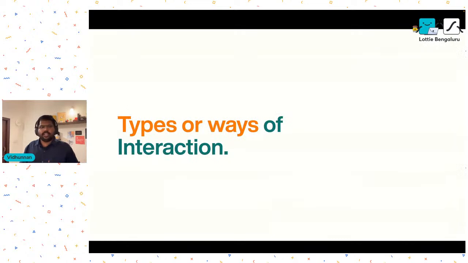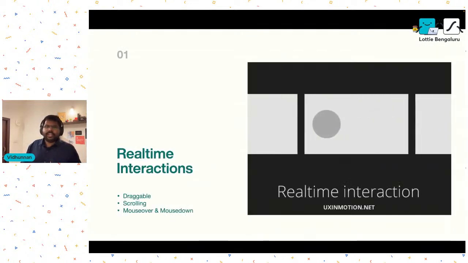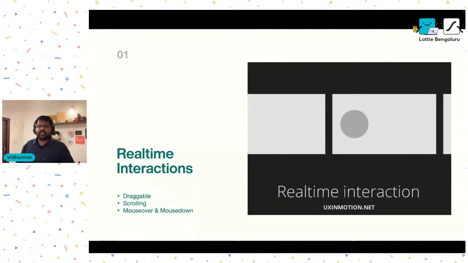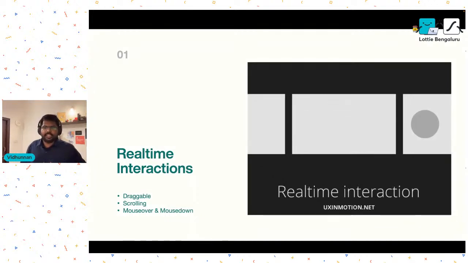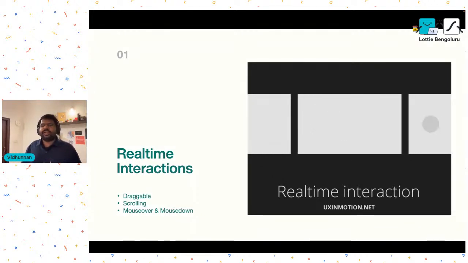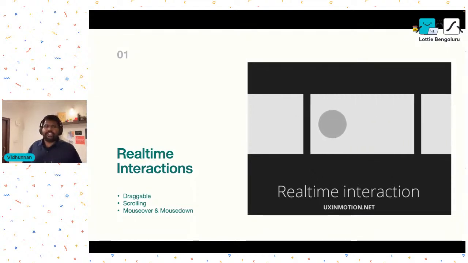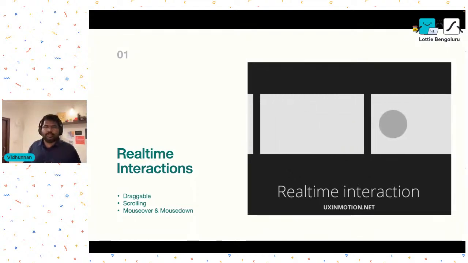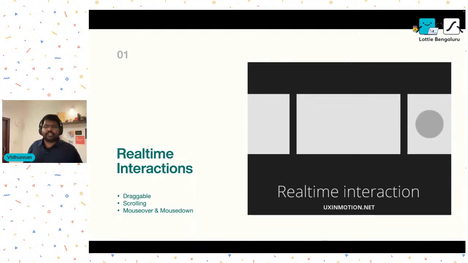Starting with real-time interactions. Real-time interactions are when you make an action on a digital system or screen. It can be draggable interactions, scrollable interactions, or mouse over and mouse down. When you hover the mouse, what animation is happening? How is it getting highlighted? Or when your mouse is down, or you move the mouse away from the button, what animation is happening? Those kinds of interactions are real-time interactions, where the interface actively reacts to your action. That's what real-time interactions means.